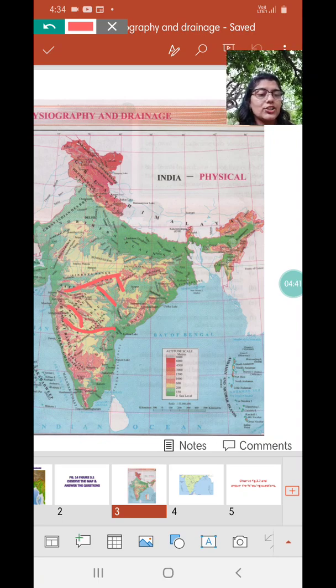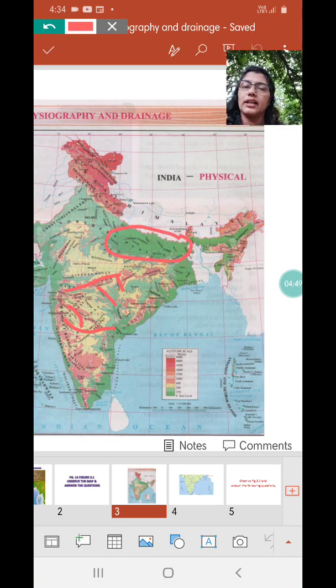In which direction is the slope of the region in the north shown in the dark green? Now this region here shown in the dark green, how do you understand the slope of the region? You have to look out for the rivers, and in which direction they flow.